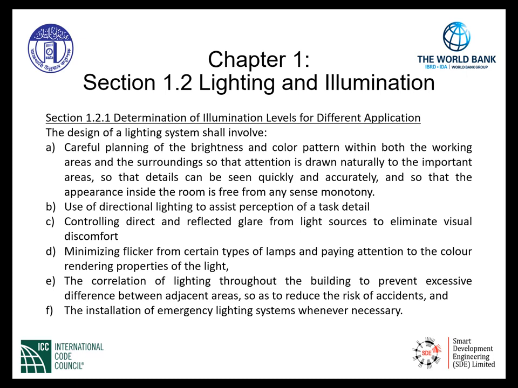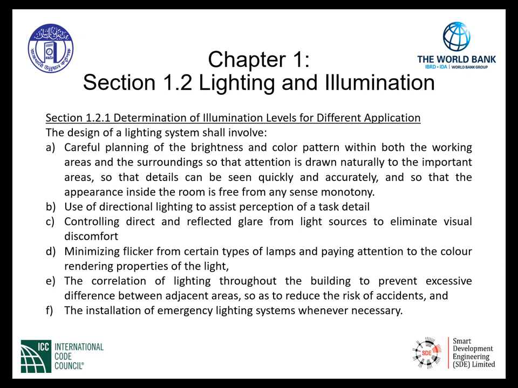As itemized here, we need to understand that there is careful planning of the brightness and color pattern within both the working areas and surroundings so that attention is drawn naturally to the important area, so that details can be seen quickly and accurately, and so that the appearance inside the room is free from any sense of monotony. Item B, use of directional lighting to assist perception of a task detail.